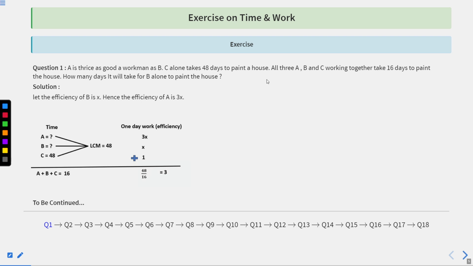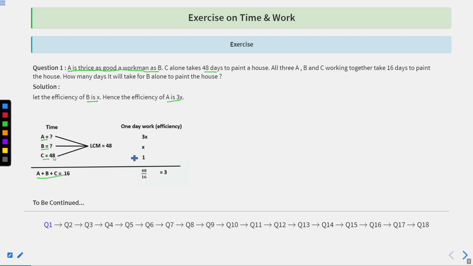So, solution. Let the efficiency of B be X and hence the efficiency of A will be 3X. This is given in the question, which says A is thrice as good as B. The time taken by A to complete the task is unknown to us, B is also unknown, and C takes 48 days to complete the task, that is painting a house. And together A, B, C take 16 days to paint the house.